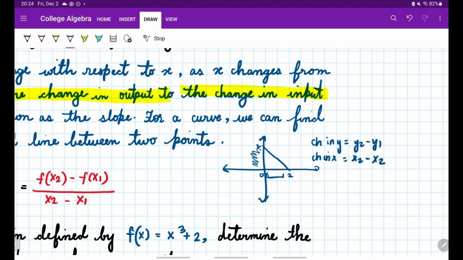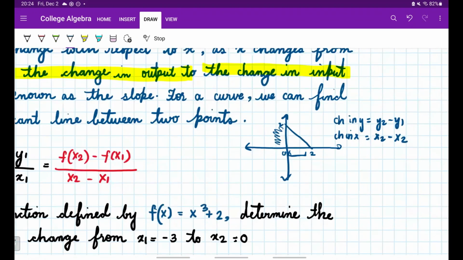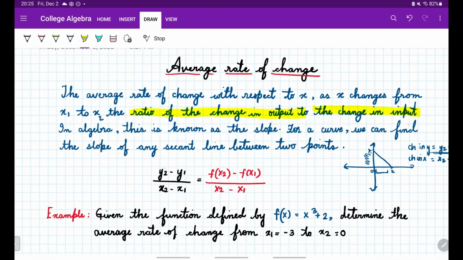So if we want to know our average rate of change, that means the average of how much y is changing at each and every point from when we start at 0 and end at 2, it would be y2 minus y1 divided by x2 minus x1. So that is what we have here as our formula. Average rate of change is y2 minus y1 divided by x2 minus x1.